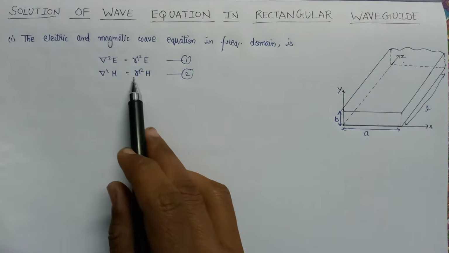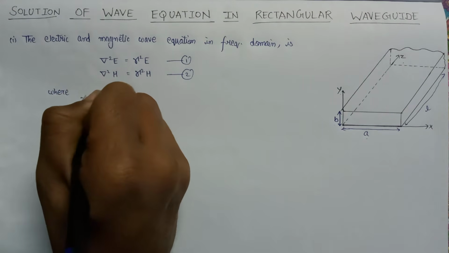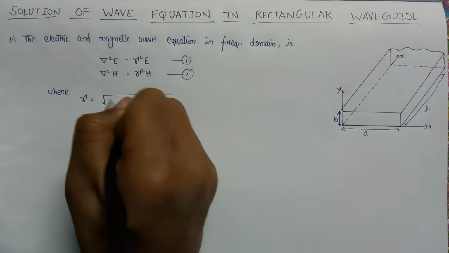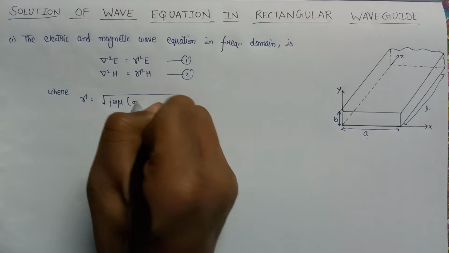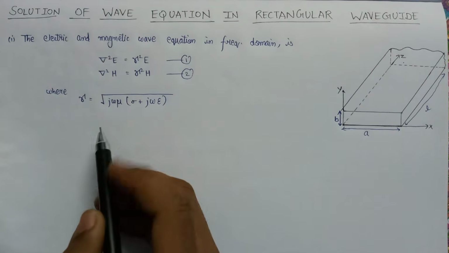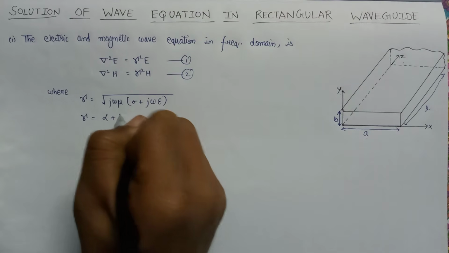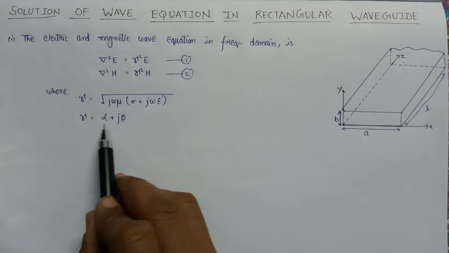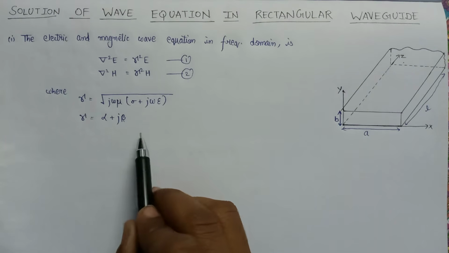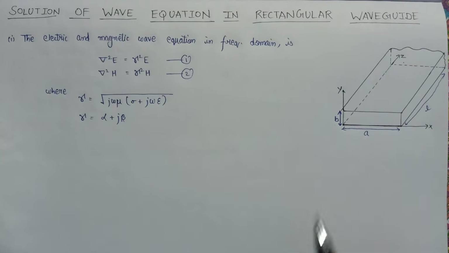Here, if we talk about the value of gamma, then we know that gamma is the propagation constant, and its value will be equal to the square root of j omega mu into (sigma plus j omega epsilon). The propagation constant can also be represented as alpha plus j beta. Here alpha denotes the attenuation constant and beta denotes the phase constant. So this is all about the propagation constant associated with the rectangular waveguide.